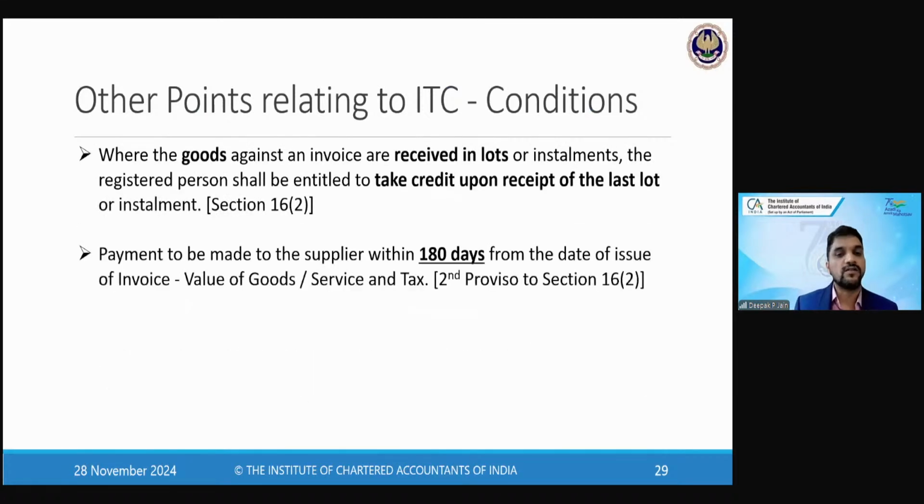We were discussing this, where the goods against which invoice is received in one shot, but the goods are received in lots. Okay. Then what will happen? You will take the credit only upon receipt of the last lot. Okay. And when you make payment to your vendors who has supplied goods to you, he's given you an invoice. Can you just see the impact of this? I will share an example so we can understand the importance of this very much, wherein payment is to be made within 180 days.